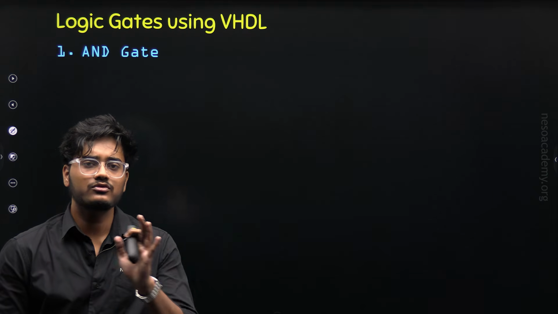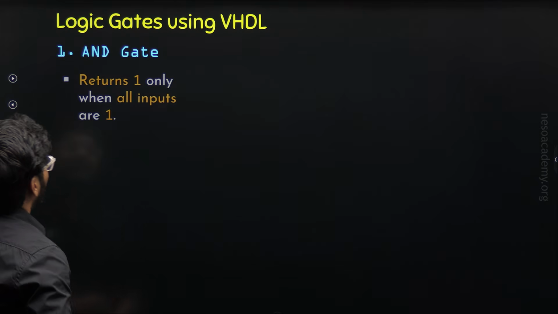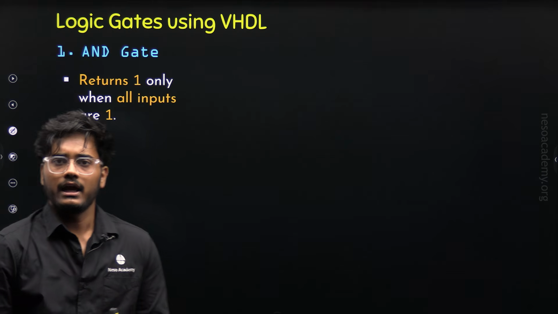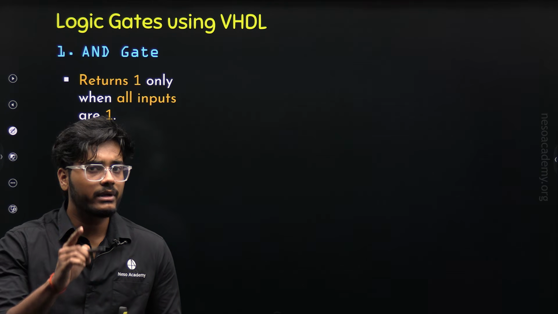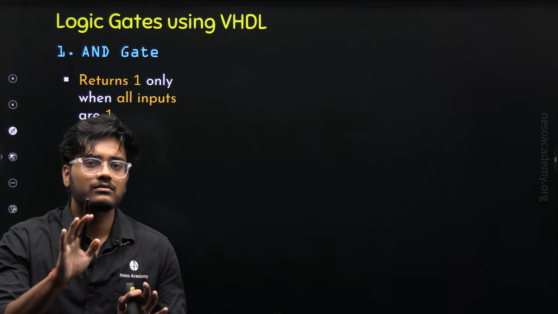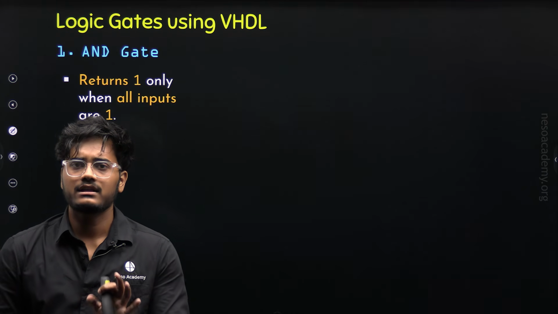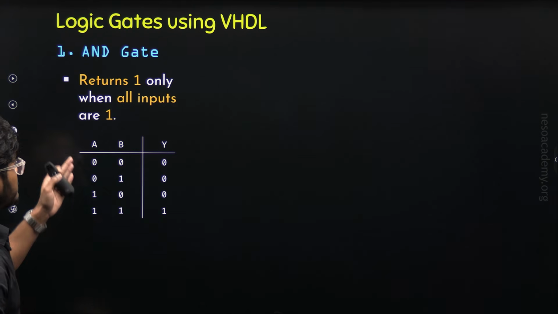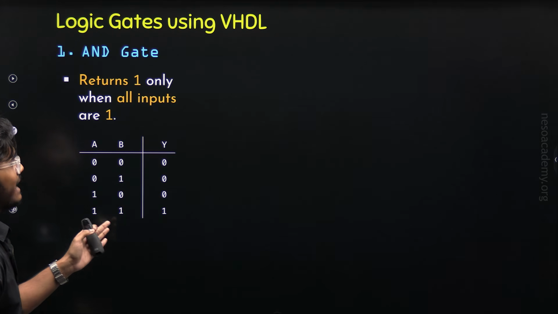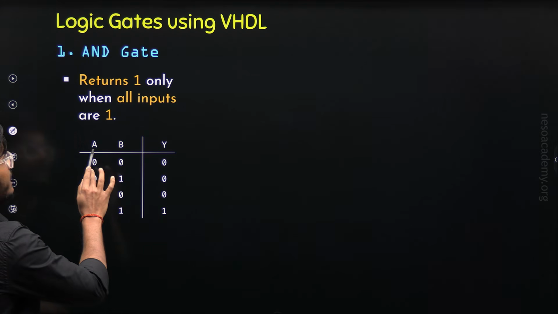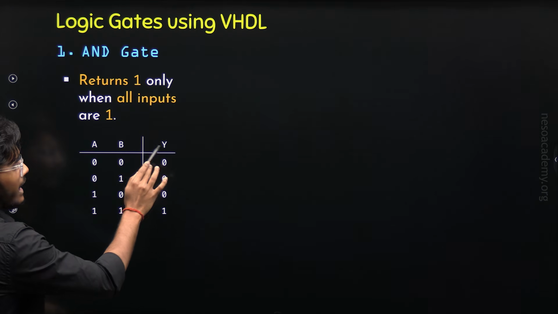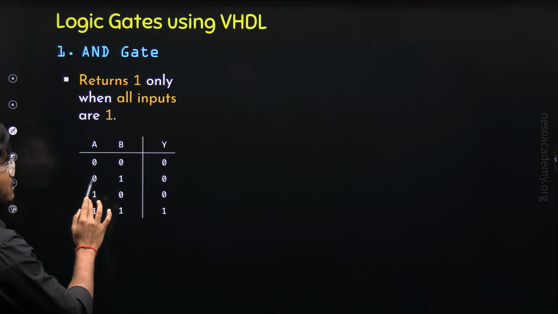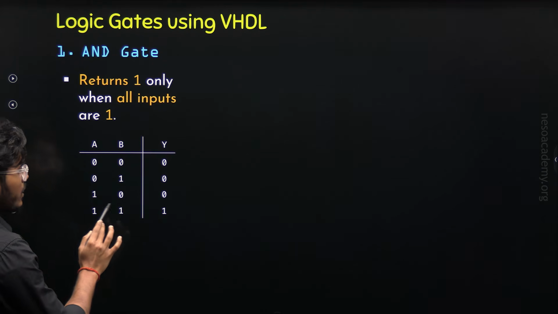Now, let's get back to the AND gate. AND gate returns 1 when all inputs are 1. So, in case of AND gate, output will be 1 when all inputs are 1. Let's understand this using the 2 input AND gate's truth table. So, this is the truth table of 2 input AND gate. Here we have 2 inputs A and B and one output Y. For 2 inputs, we will have 4 input combinations: 0 0, 0 1, 1 0, 1 1.